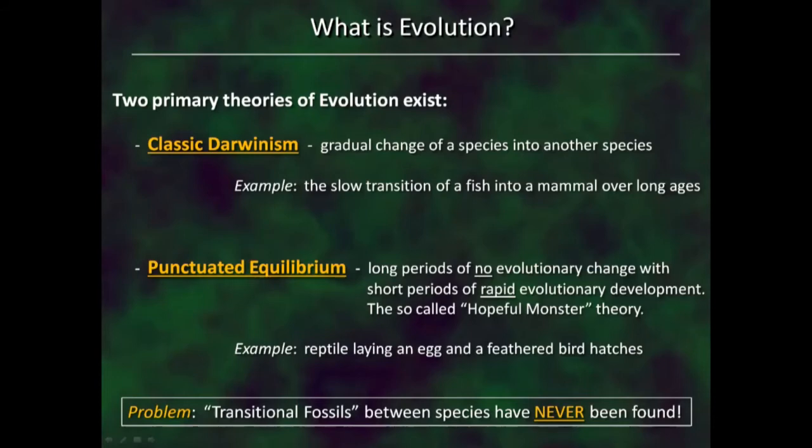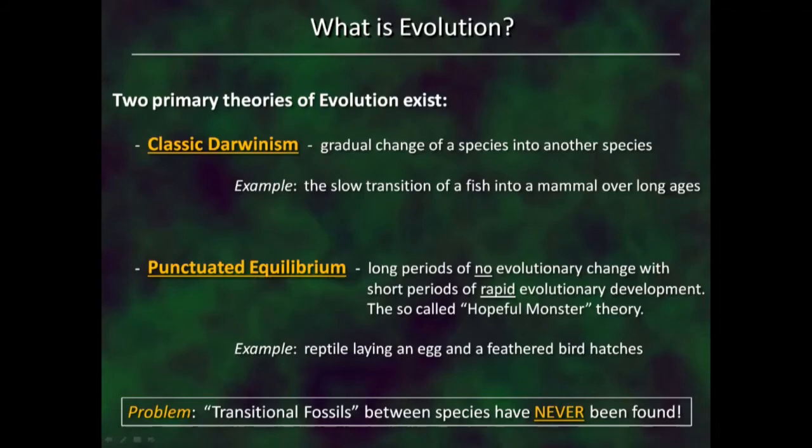The classic Darwinian evolution is just the gradual change over millions of years into another species, the slow transition, fish to mammal and ape to man, that kind of stuff. But because they recognize that they can't find any transition fossils in the fossil record, and they can't see any transitional species in the current record, they came up with this punctuated equilibrium. And so you don't need long periods anymore. You can have just very short, rapid evolutionary development.